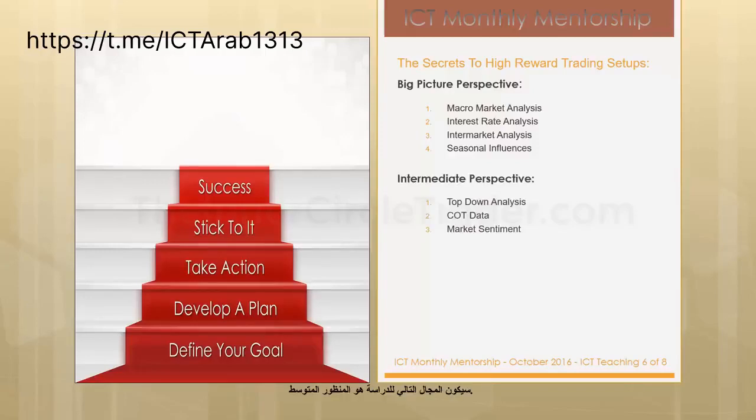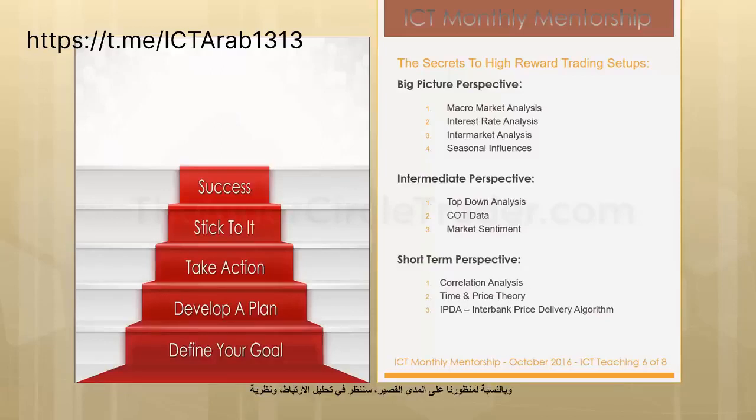The next area of study is going to be for an intermediate perspective. We're going to be looking at top-down analysis, COT data, which is commitment of traders, and market sentiment. And for our short-term perspective, we're going to be looking at correlation analysis, time and price theory, and IPTA, which is the interbank price delivery algorithm.